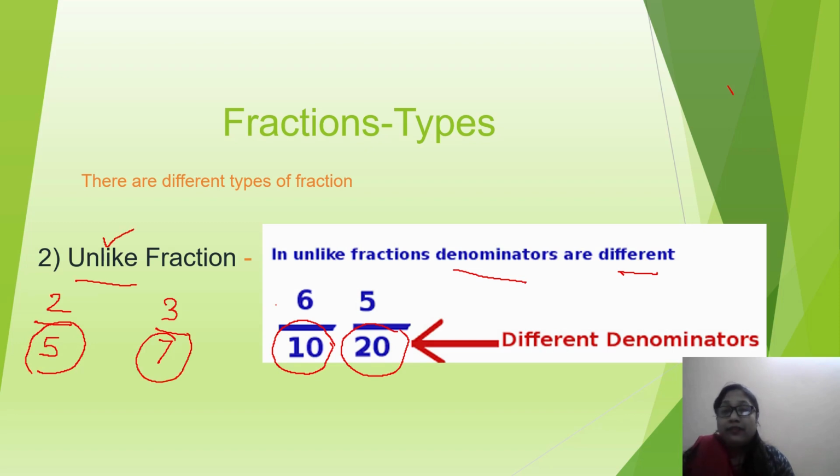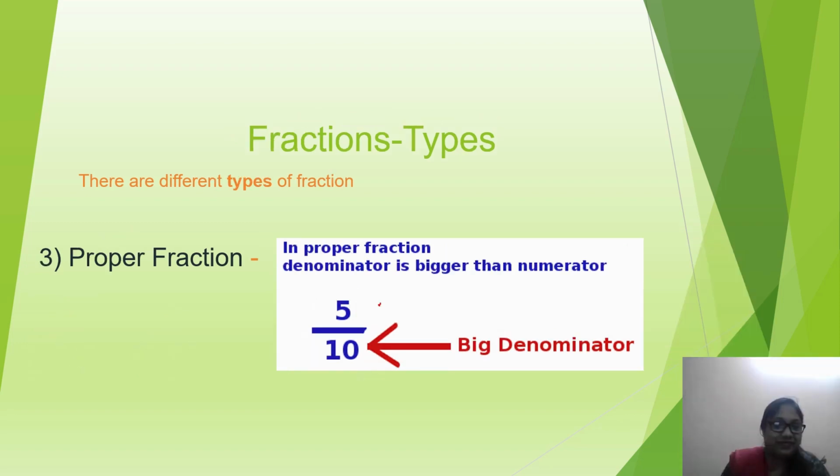also unlike fraction. The third one is the proper fraction. In the proper fraction, the denominator, the bottom part, is bigger than the numerator. As you can see in the example, which is 5 upon 10. 5 is numerator, 10 is denominator. We can see that denominator is bigger than the numerator. So we can say that this is the proper fraction.